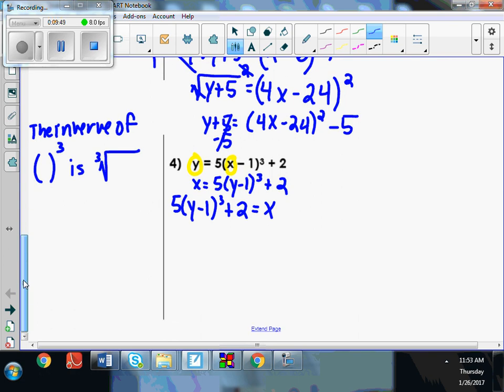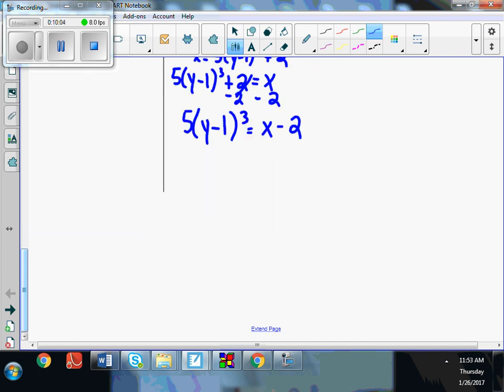And then we got to move everything away. We got to peel away the layers. What you going to do first? Subtract 2. And then I'm just going to bring everything down. What would you do next?